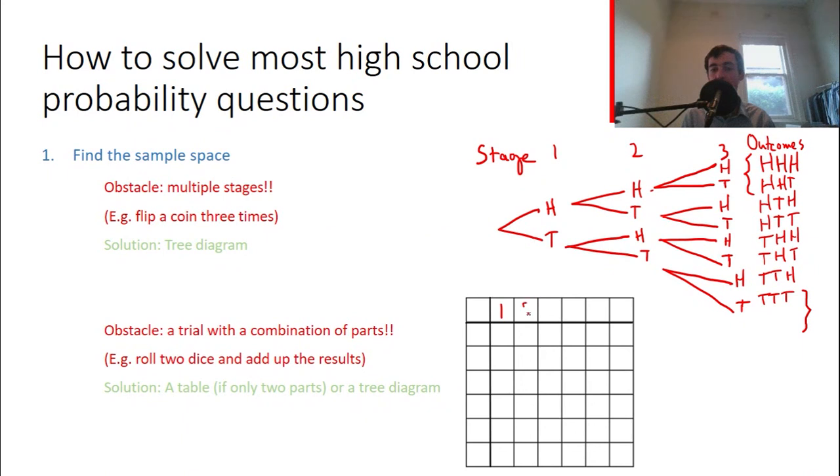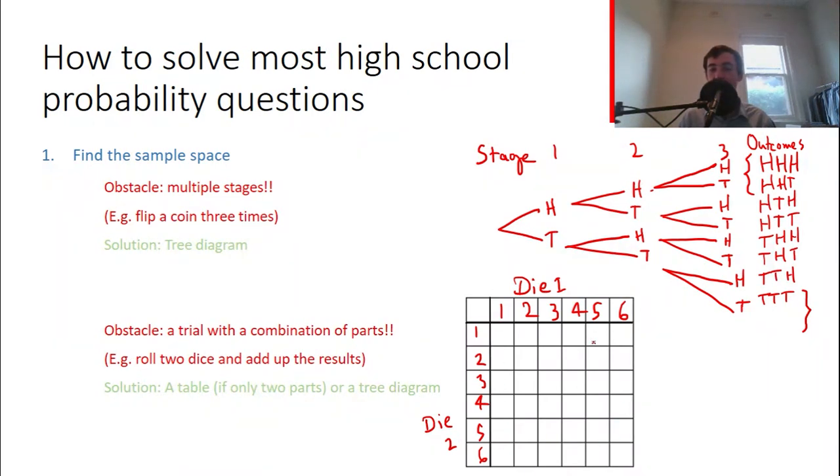Now, we could also do this. Here's the things that we could get from our first die. And here's the things we could get from our second die. And hopefully you can see we can only do this table if we've got 2 parts that are combined. If we've got 3 die, we won't be able to do this. We'll have to do a tree diagram or find out some other way of doing it. Alright, and we're adding up the results.